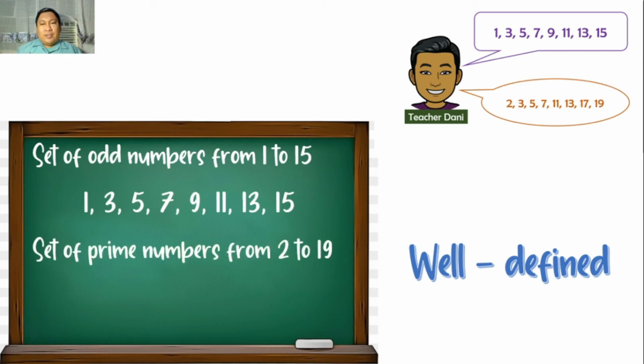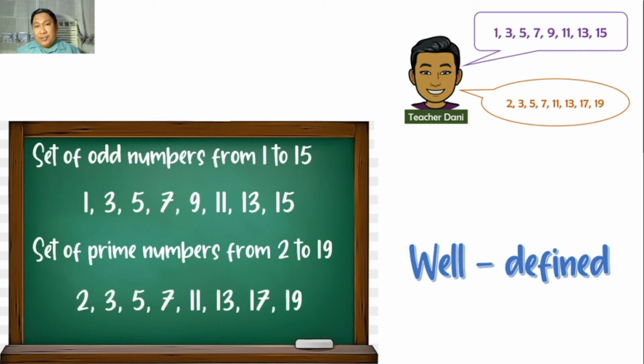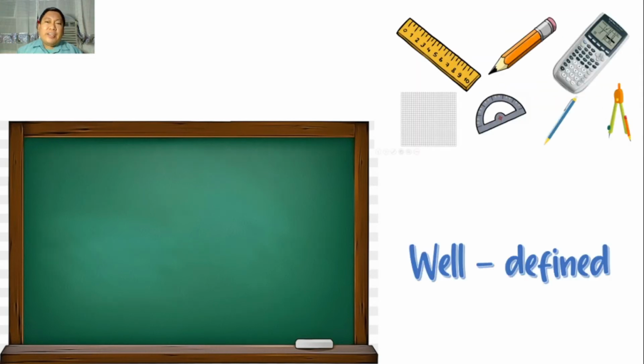Moreover, the set of prime numbers from 2 to 19 can be easily identified as 2, 3, 5, 7, 11, 13, 17, and 19. That is why these two sets are considered well-defined, because we can easily identify the elements and the identification is true to everybody. Another example of well-defined set is the example a while ago.